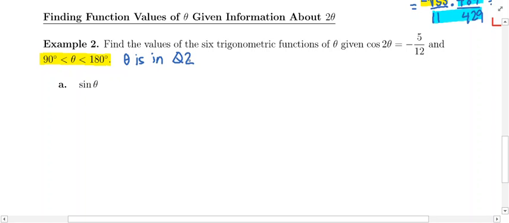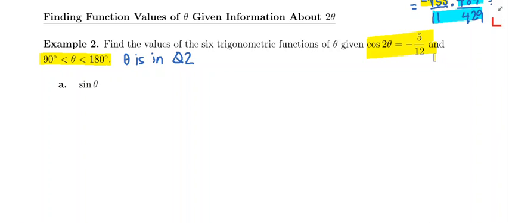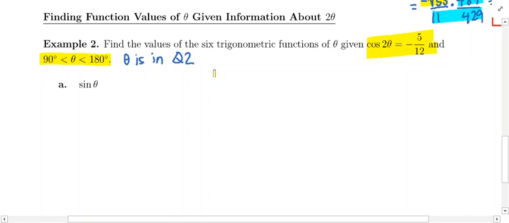And then we have a piece of information about the cosine of 2 theta. We know the cosine of 2 theta is negative 5/12. From those 2 pieces of information, we have to compute the 6 trigonometric functions of theta, meaning we have to find the sine of theta, the cosine of theta, the tangent, cosecant, secant, and cotangent of theta. All right, so let's get started. In part A, we are going to find the sine of theta.